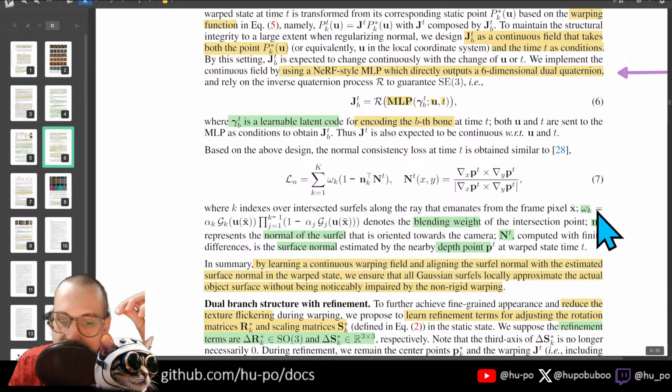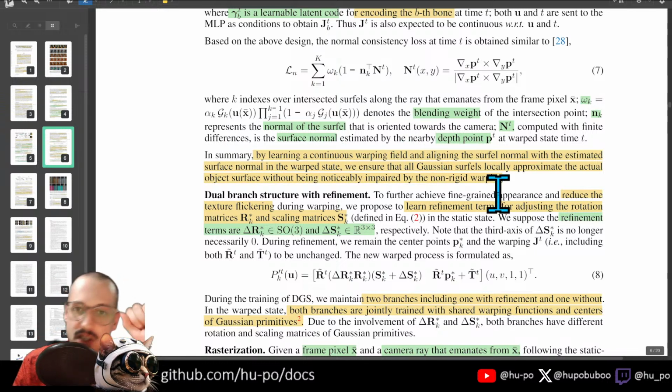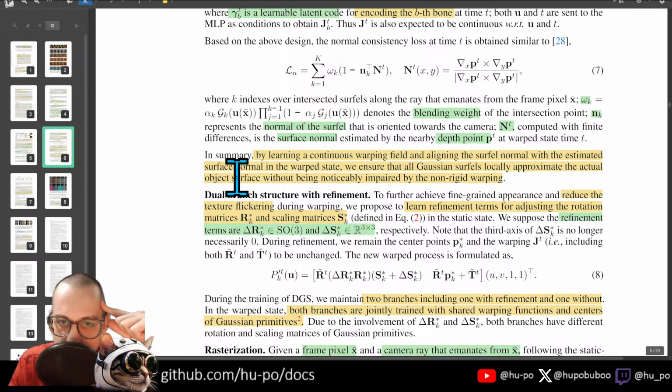Okay, what else we got? We got W_k, which is the blending weight. N_k is the normal of the surfel. Capital N_t is the surface normal. And the depth point P at warped state time t. By learning a continuous warping field and aligning the surfel normal with the estimated surfel normal in the warp state, we ensure that all Gaussian surfels locally approximate the actual object surface without being noticeably impaired by the non-rigid warping. Okay.